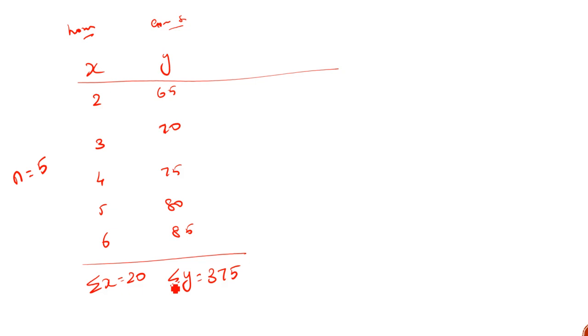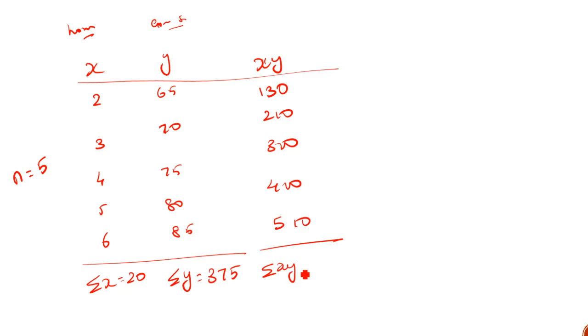And of course, dear friend, this is the sum of y values. And now let me calculate the product of x and y. So towards this product: 65 and 2, 130; 3 towards 70, it is 210; 75 and 4, it is 300; 80 and 5, it is 400; 85 and 6, it is 510. And let me just have the summation of x and y, that is the product of xy.